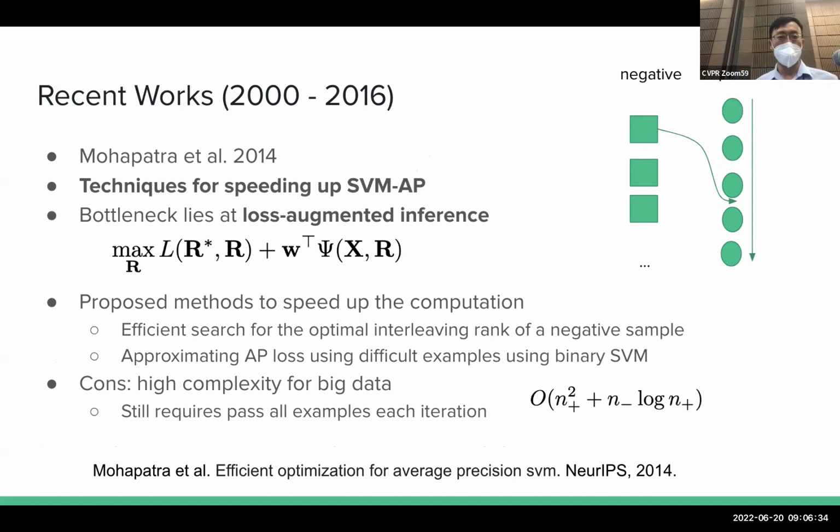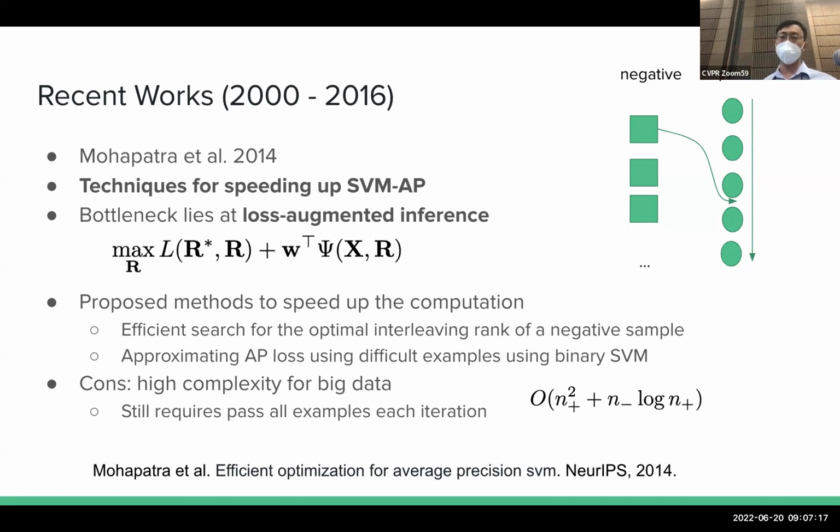And then in 2014, Mohapatra et al. proposed some techniques to speed up the structured SVM approach for AP maximization. And they realized that the bottleneck lies in solving this loss augmented inference. As I said before, in Yue et al.'s approach, the complexity is n plus times n minus plus n log n. And they realized that there is some special structure they can leverage to speed up the computation for solving this subproblem. So basically they can reduce the complexity to n plus squared plus n minus times log n plus. This is better than n plus times n minus in the previous work, especially when the number of positive examples is much less than the number of negative examples.